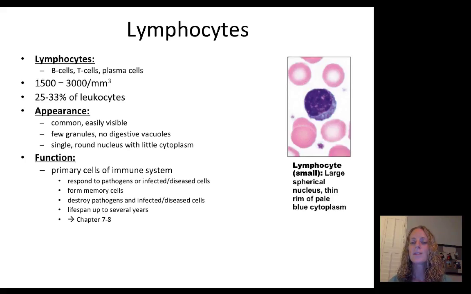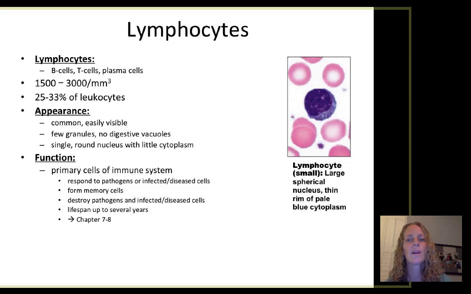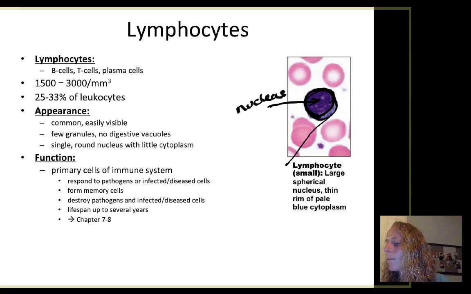They are very common, so they're easily visible, but they have few granules and no digestive vacuoles. They have a single round nucleus with very little cytoplasm. So already you should be able to tell neutrophils from lymphocytes just based on their nucleus. You can see that the nucleus of the lymphocyte takes up nearly all of the volume of the cell. So there's very little cytoplasm visible there. Here, this dark purple is the nucleus, and this small bit of lighter color is the cytoplasm.